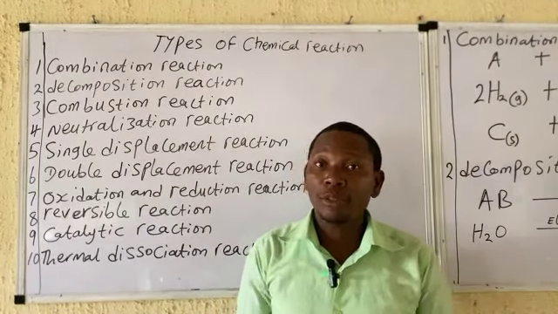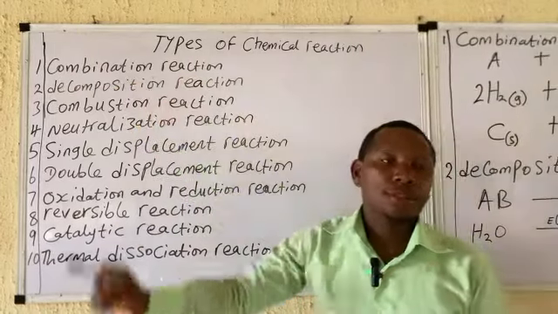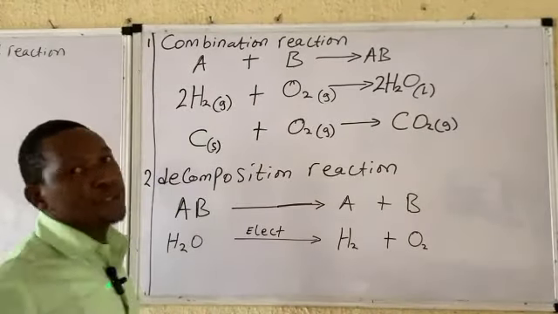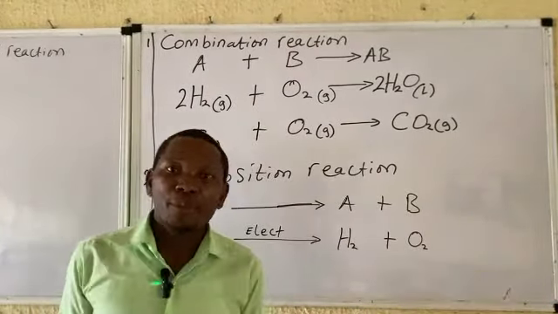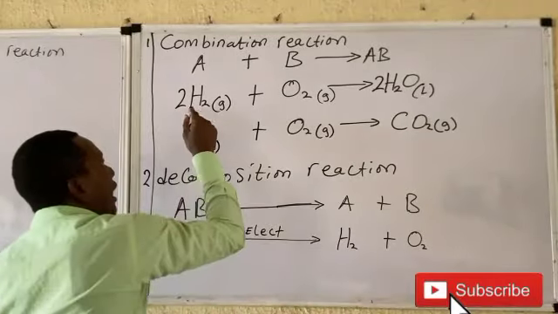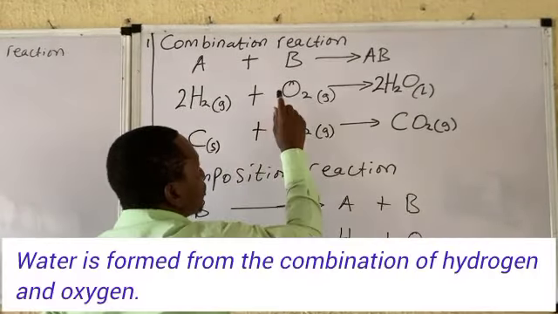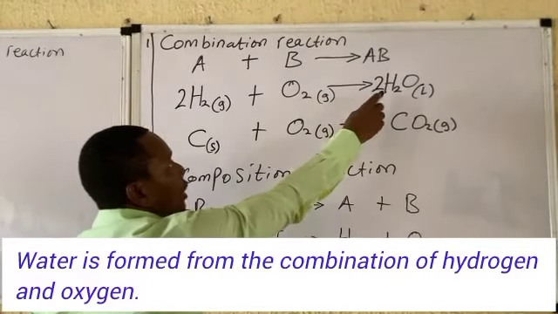So let's take the first type of chemical reaction, which is the combination reaction. Combination reaction is simple. It means an element A combined with an element B to form a compound AB. Example, hydrogen can combine with oxygen to form H2O.